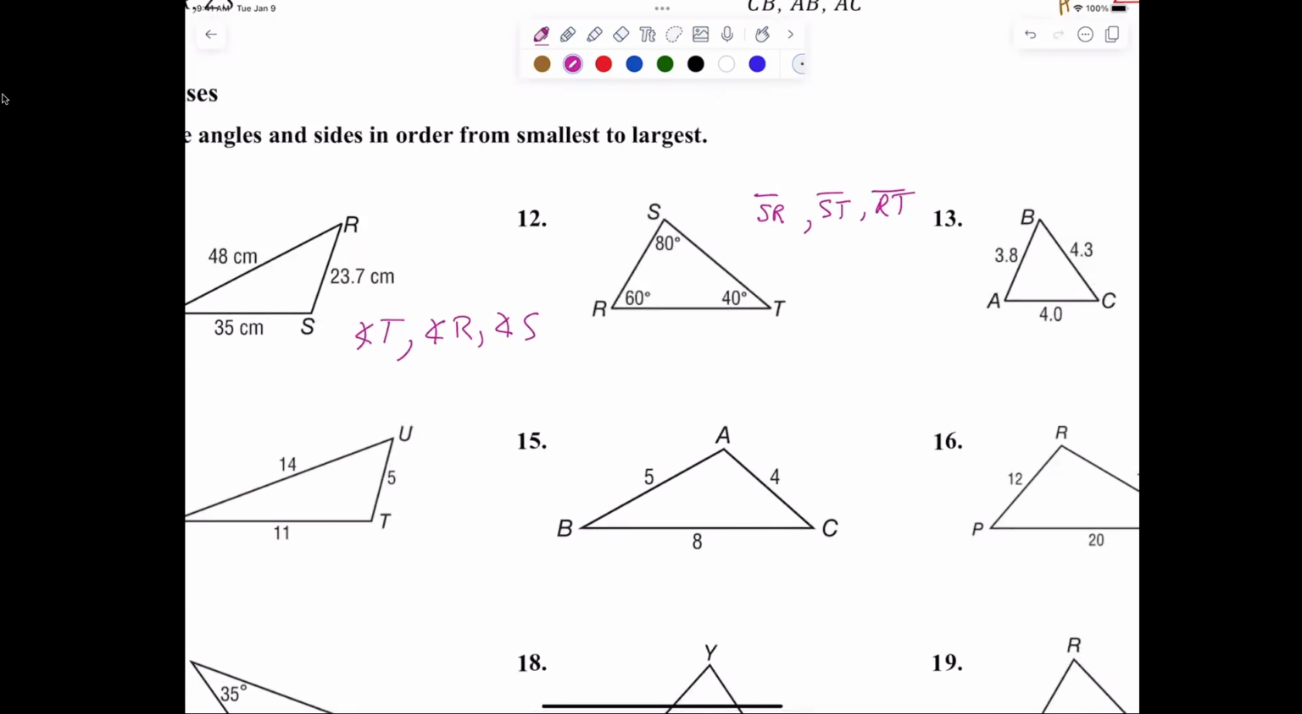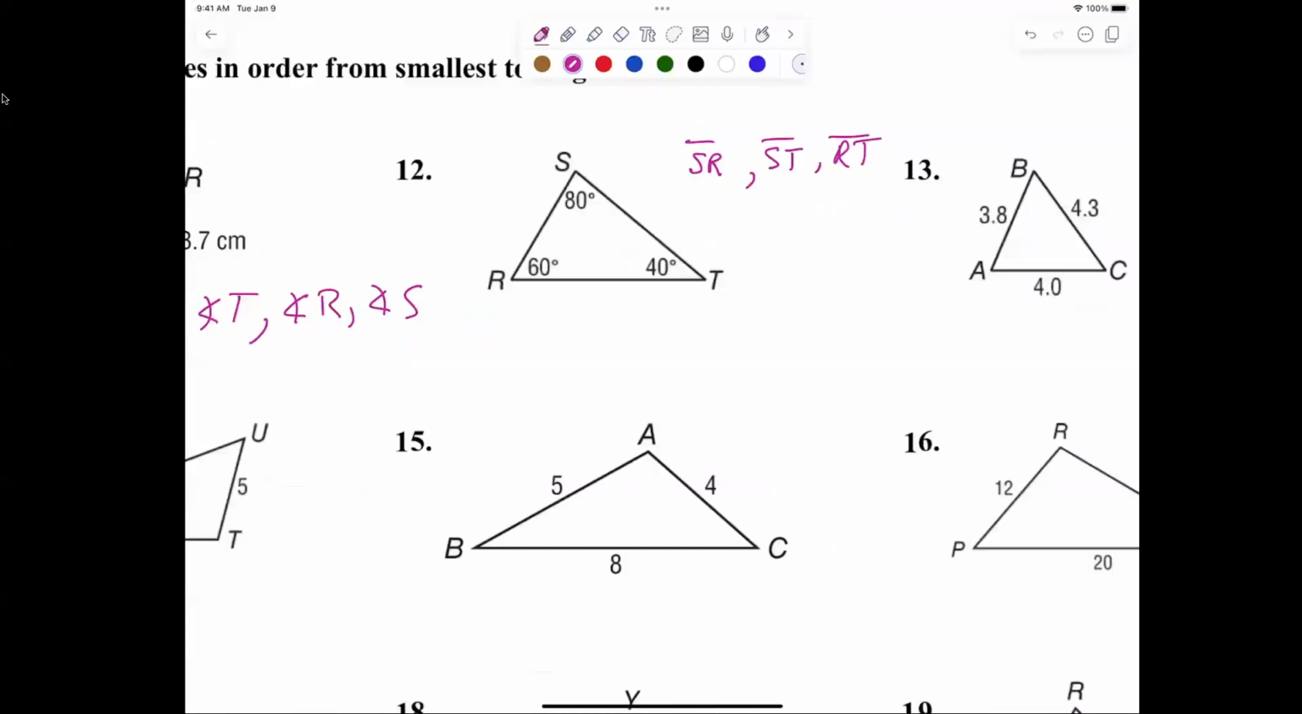So here's what I'm trying to say one more time. The smallest angle is opposite the smallest side. The largest angle is always opposite the largest side. And the converse, if you have the longest side, it's opposite the largest angle. It's always small to large, right?